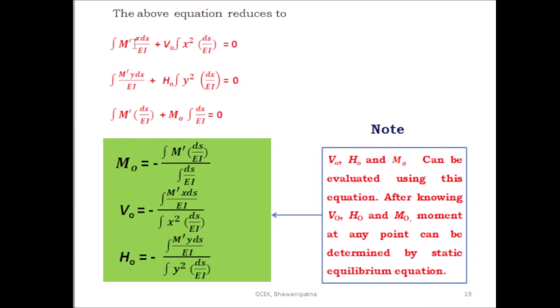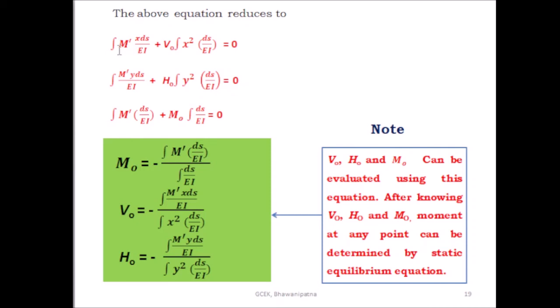Integration m dash x ds by EI plus VO integration x square ds by EI is equal to 0. Then the second equation: integration m dash y ds by EI plus HO integration y square ds by EI is equal to 0. Then the third equation: integration m dash ds by EI plus MO integration ds by EI is equal to 0. From these equations, you can find out the moment MO, the vertical force VO and the horizontal force HO at the elastic center O.